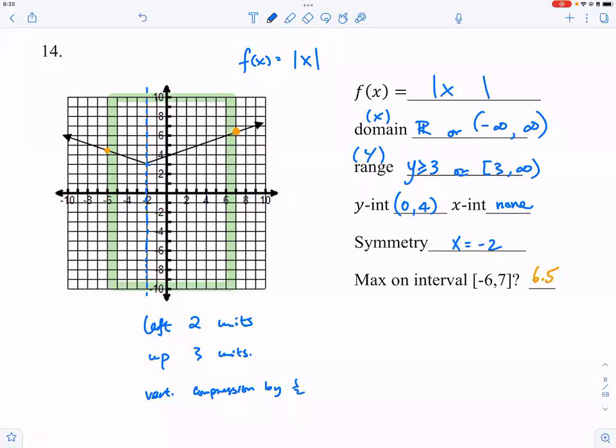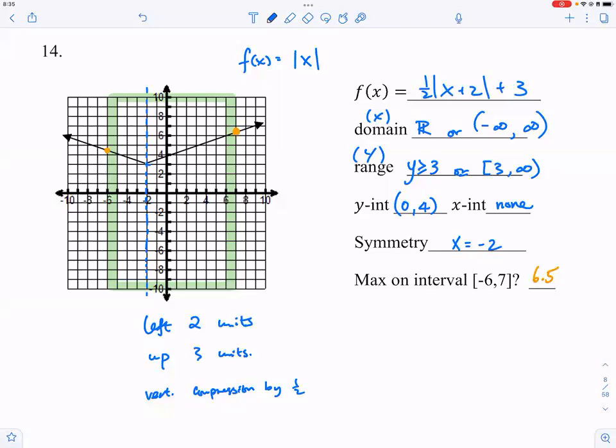So we can decorate our equation. It moved to the left for 2 units, so +2. It moves up for 3 units, so +3. And since the slope is 1/2, we have a vertical compression by 1/2. So we put the 1/2 in the very front of it. So that's the equation: 1/2 absolute value of x + 2, and then +3 on the outside. That's question number 14.